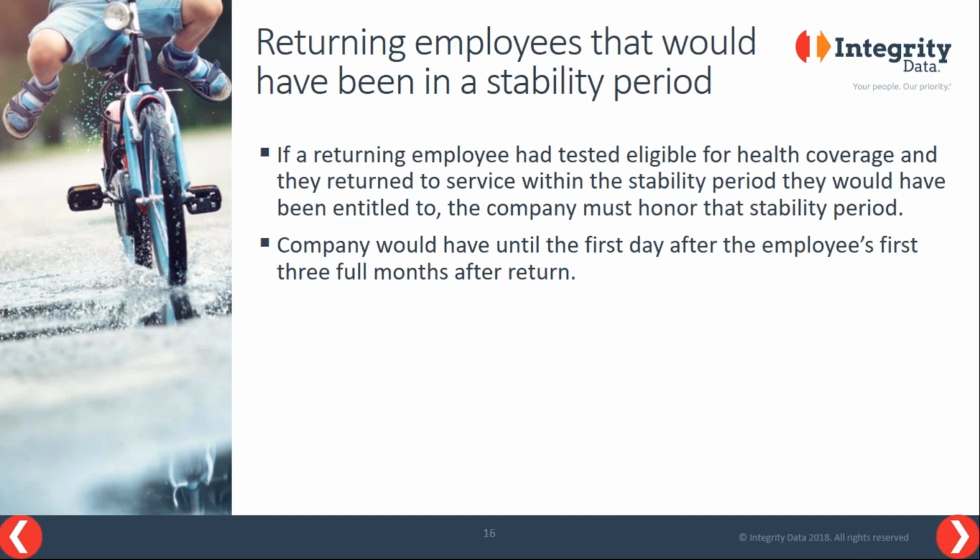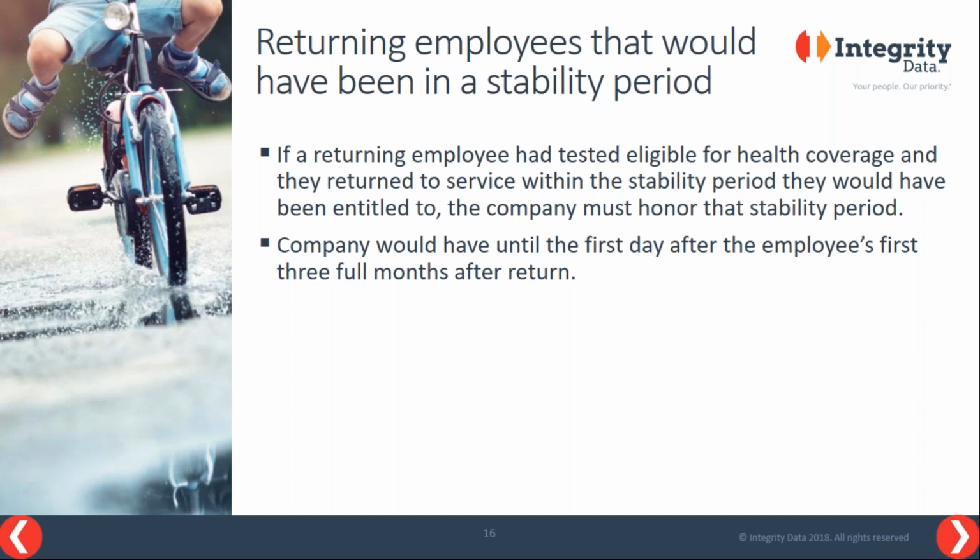The challenging part comes when you rehire employees that, if they had remained employed, would have been in a stability period. Any employee who returns to service during a stability period in which they were previously entitled to must be offered coverage that would fulfill the stability period. The good news is that the employer has until the first day after the employee's first 3 full months after return to have them signed up.